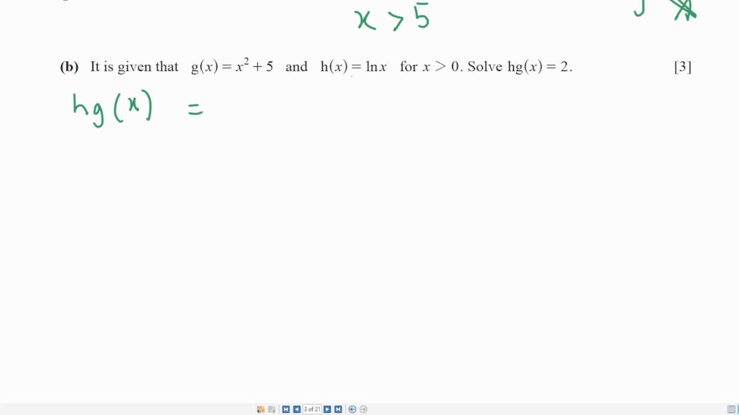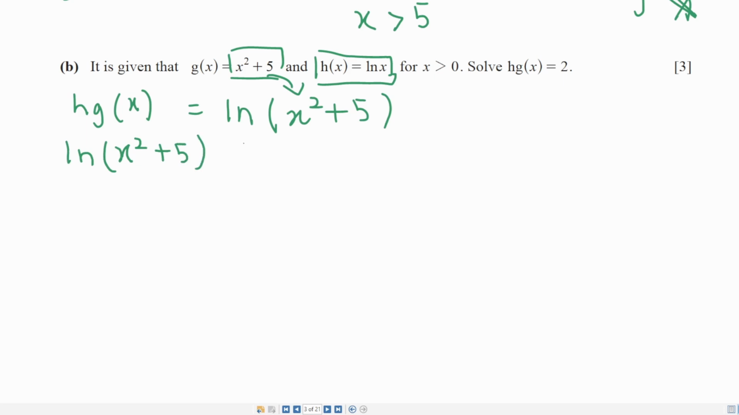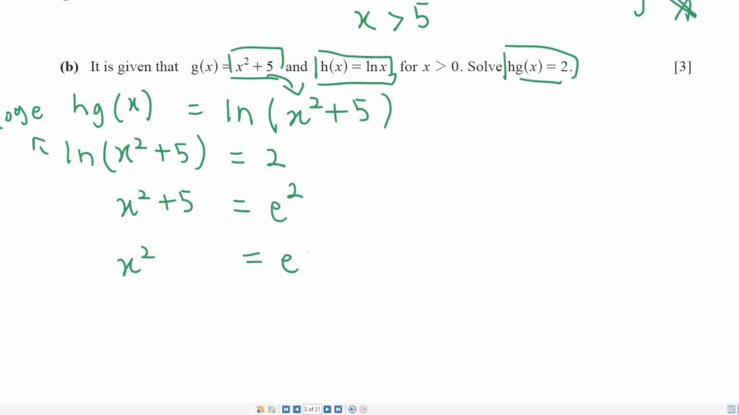So h(x) is natural logarithm of x here, but instead of writing x, we'll substitute in g(x), so natural logarithm of x squared plus 5. Now that we've defined our composite function, we're solving for hg(x) equal to 2. We can bring this natural logarithm over, because its base is e, so it can be transferred over to be e squared. So x squared plus 5 is equal to e squared, so x squared is equal to e squared minus 5.